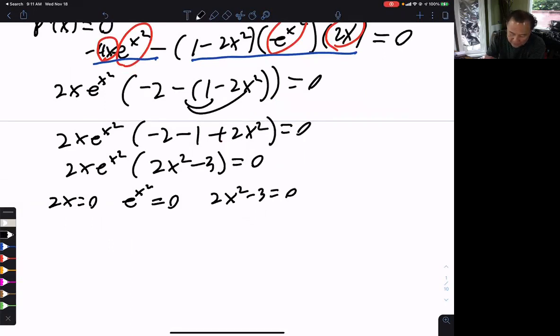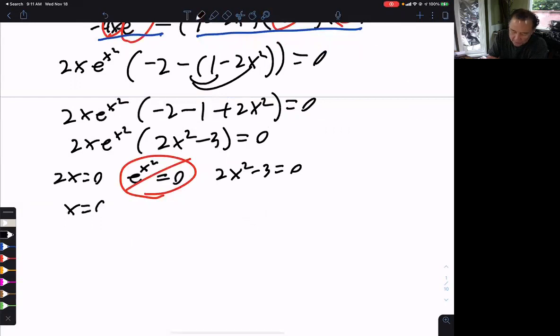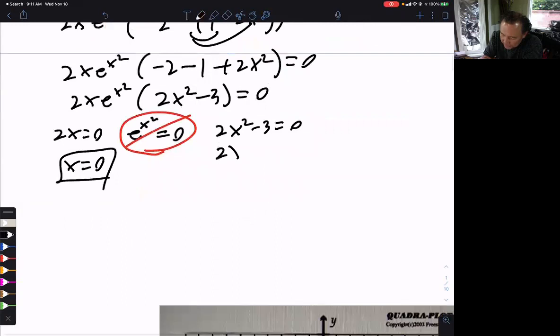Well, we've already discussed why this never equals 0. E to the x is always above the x-axis. Done. This will only be at 0, so there's 1 point. And then solving this one, divide by 2, square root both sides.